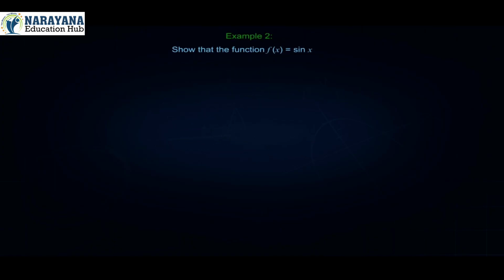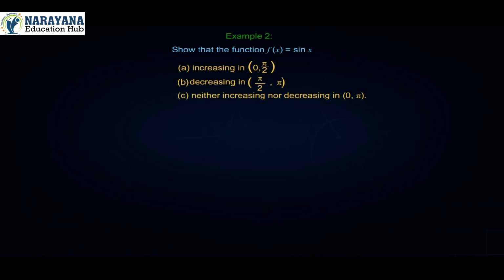Example 2. Show that the function f of x is equal to sin x is A. Increasing in open interval 0 to pi by 2. B. Decreasing in open interval pi by 2 to pi. C. Neither increasing nor decreasing in open interval 0 to pi. Solution: f of x is equal to sin x. Therefore, f dash of x is equal to cos x.